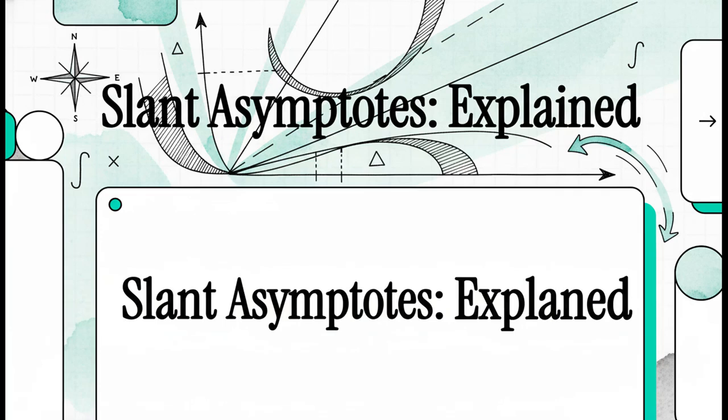You ever see a graph that just shoots off to infinity, but instead of flattening out, it looks like it's following some invisible diagonal line? What's going on there? Well, today, we're explaining the answer to that: slant asymptotes. These are the tilted guidelines that tell us exactly where a graph is heading. So let's get right into it.